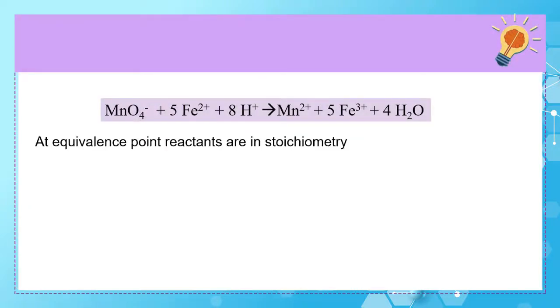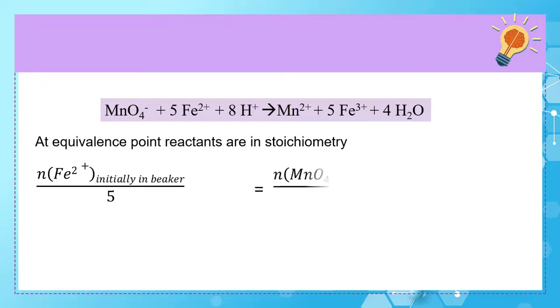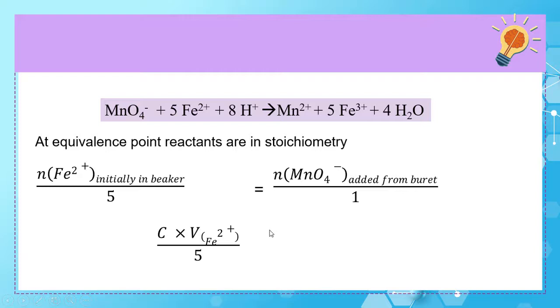As for calculation, we say that at the equivalence point reactants are in stoichiometry. Therefore, the number of moles of Fe2+ initially in the beaker over 5 is equal to the number of moles of MnO4- added from the burette over 1. We can replace the number of moles by C times V. So instead of n of Fe2+, we say the concentration times the volume of Fe2+ over 5, and instead of n of MnO4-, we replace it with the concentration of MnO4- times the volume equivalence.